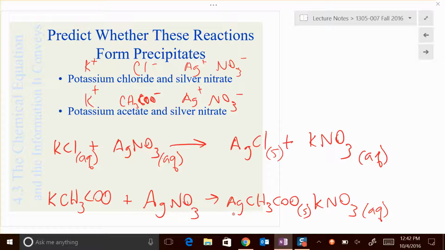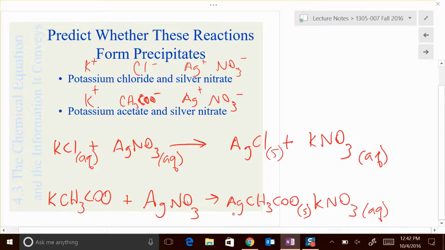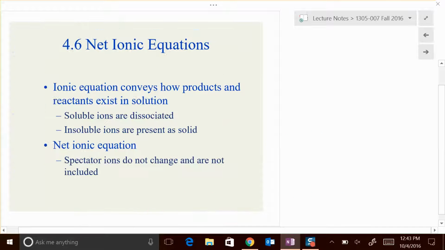Now, is it possible that you don't form a soluble product or a solid product? Is it possible you don't form a precipitate? Could both things remain aqueous? Yeah, it's possible. And then you wouldn't have a reaction occurring. Your solution would just remain clear. Nothing happens. You start with a clear solution, you end up with a clear solution. So that is a possibility.